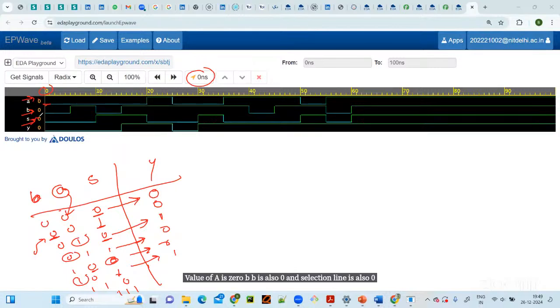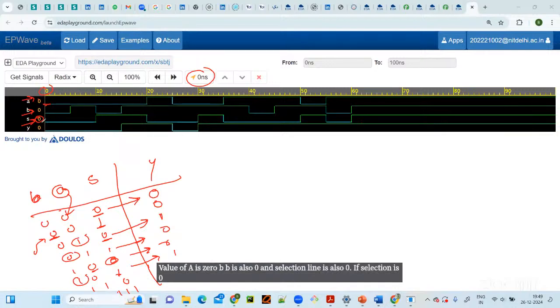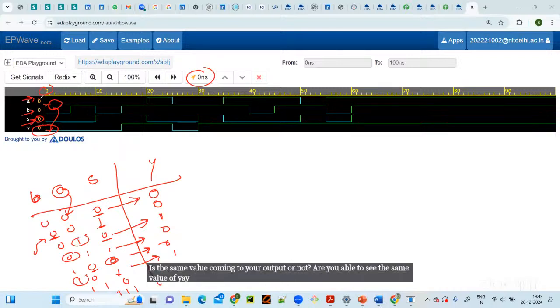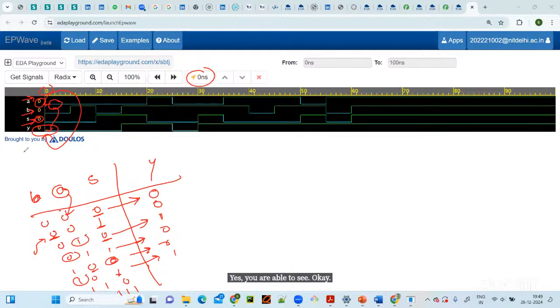If selection is 0, which value will it select? A or b? It will select a. And what is the value that is there in a? 0. Is the same value coming to your output or not? Are you able to see the same value of a onto your output or not? Yes, you are able to see. Okay. Now let us go to the next observation point.